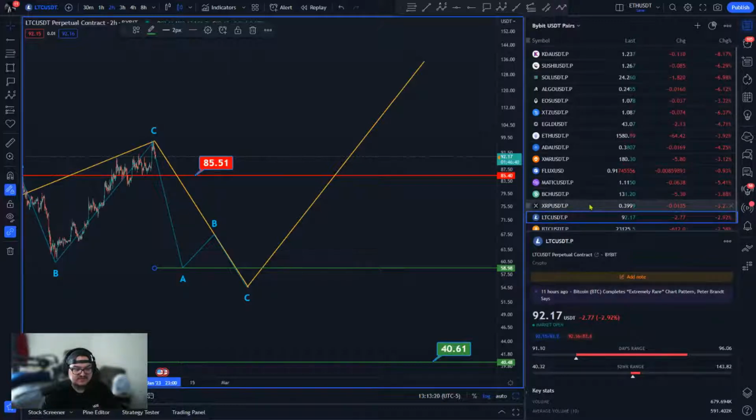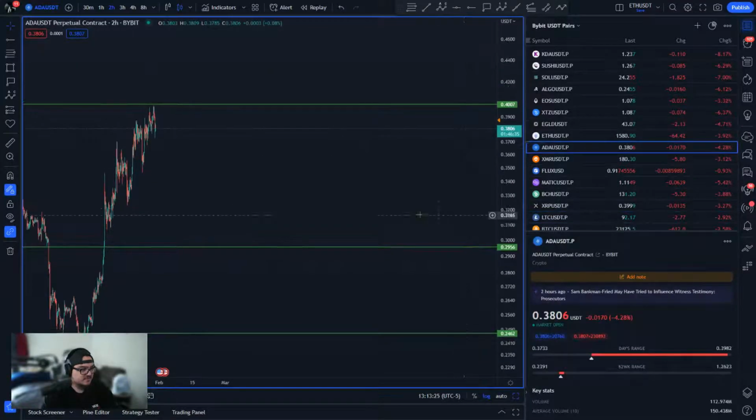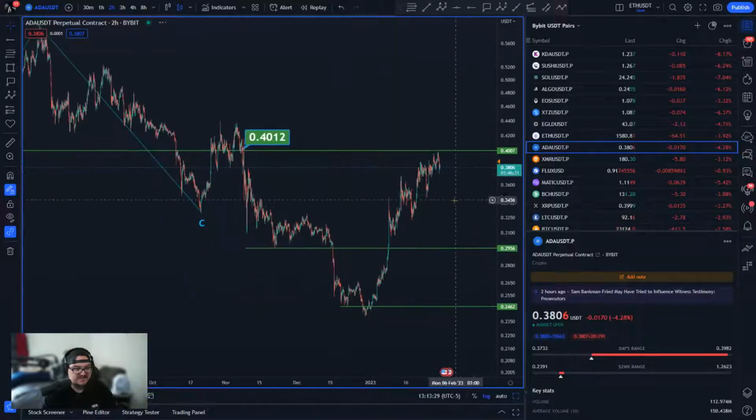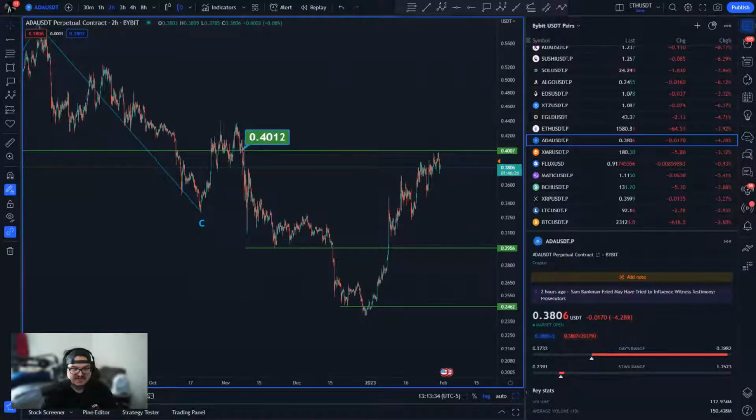Anybody else want me to look at anything else? We can do ADA if people want. Maybe I'll do ADA and I'll have someone else pick one other coin.